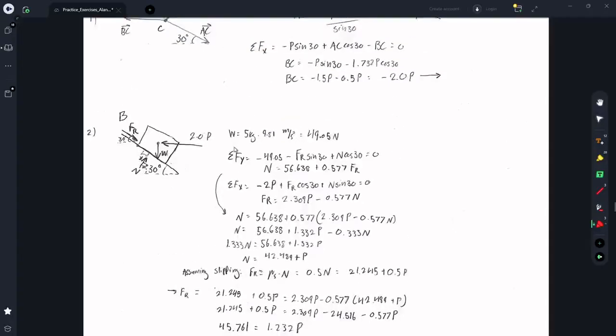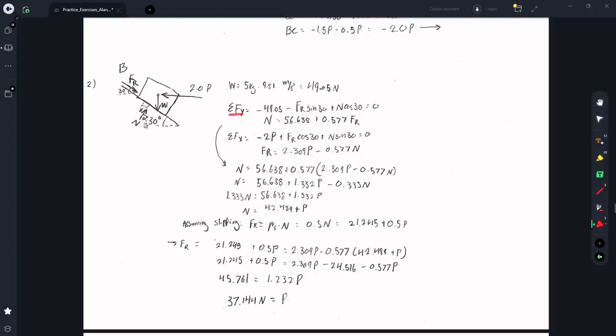So now we can start analyzing this. The sum of the forces in the y direction: we have the weight, negative 49.05. The friction force has a y component, so negative F_R sine 30 to get this component. We have a normal force, which acts perpendicular to the incline, which is also going to be angled at 30 degrees. So that's going to be plus N sine 30, plus N cosine 30 to get the y component.